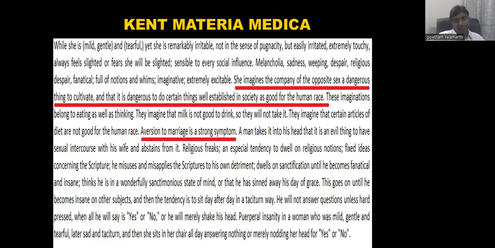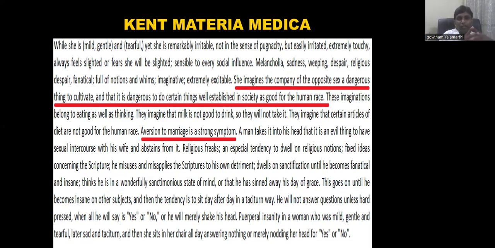What Kent's Materia Medica says, see this: she imagines the company of the opposite sex a dangerous thing to cultivate, and that it is dangerous to do certain things well established in society as good for the human race. See, even marriage is a very fearful thing to the Pulsatilla patients. Aversion to marriage is a strong symptom. How is her personality? She is mild, gentle, and tearful, but she is remarkably irritable as well. Easily irritable, extremely touchy patients, sensible to every social influence.